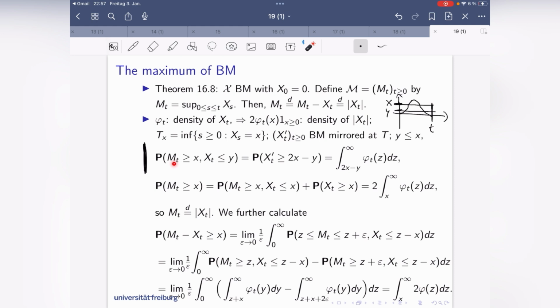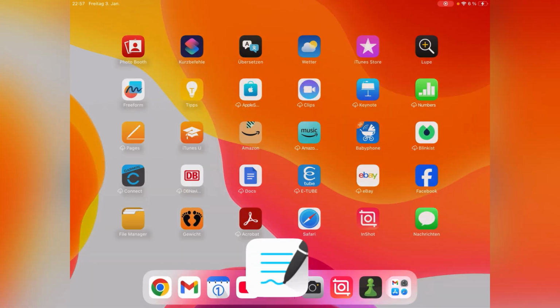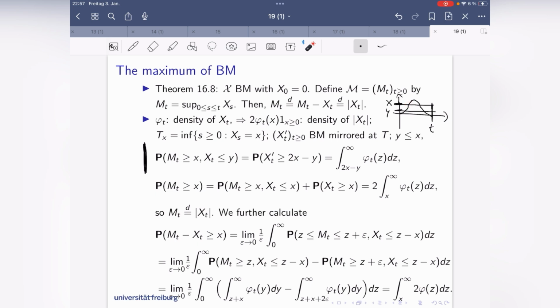Since M_t is bigger or equal than x, this stopping time T_x has to have occurred before time t. It has to have happened here. Which means I can use the reflection principle and reflect the path here, such that I'm looking at this path here. And what did this path do? Well, first of all, it's again a Brownian motion, as we know from the reflection principle.